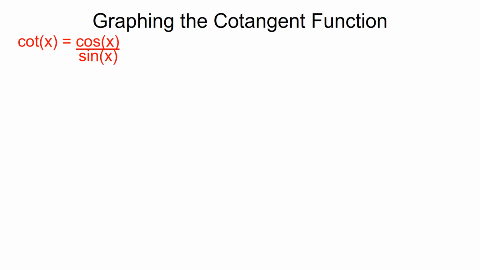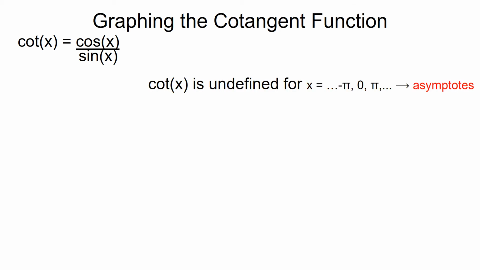As we might have expected, the cotangent function shares many of the characteristics of the tangent function, as it is its reciprocal, defined as the ratio of cosine x to sine x. This means that cotangent of x is undefined for x equals minus pi, 0, pi, and so on, which are values of x for which sine of x is equal to 0. There are vertical asymptotes for x equal to the integer multiples of pi.